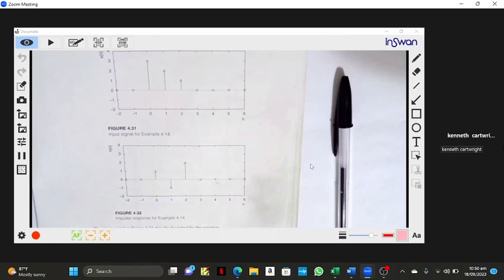Now, I gave you information on how you find the difference equation. How do you find a difference equation? For an FIR filter, how do you find the difference equation?